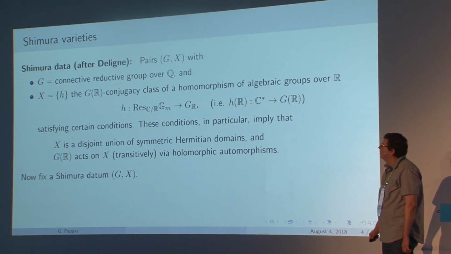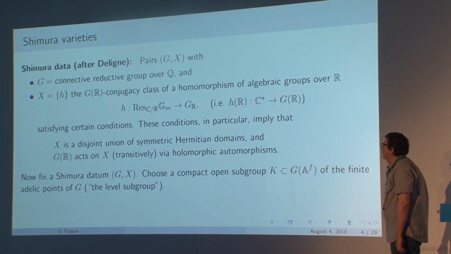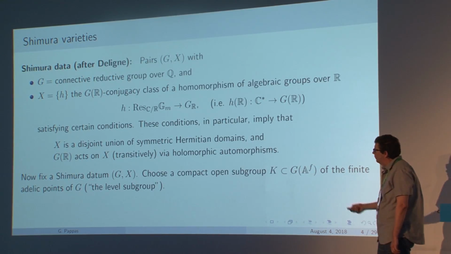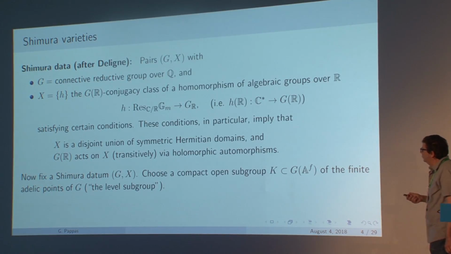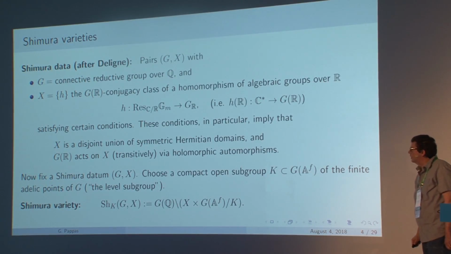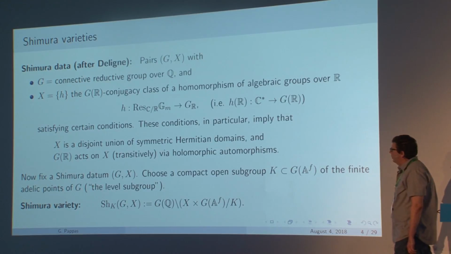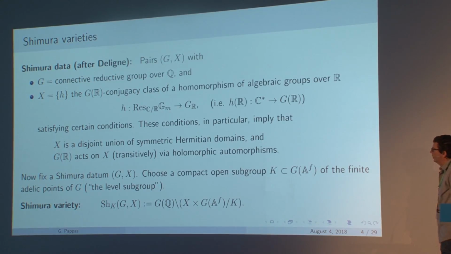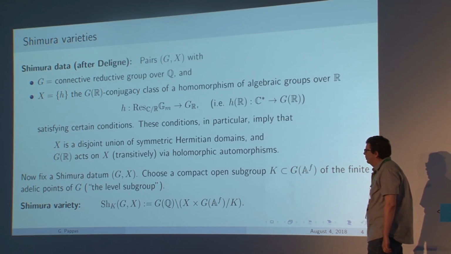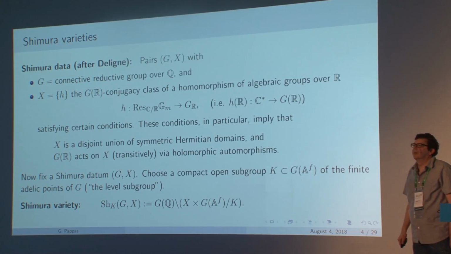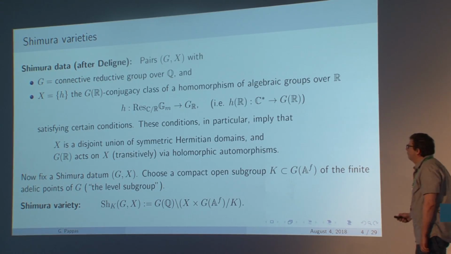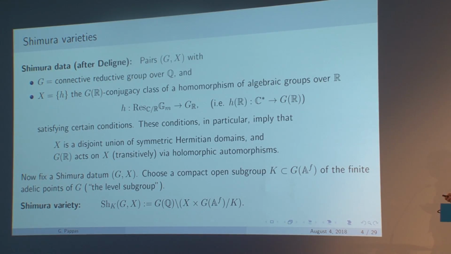And so let's fix now a Shimura datum, which is that pair. And we also choose a compact open subgroup K of the finite adelic points of the group G, which we'll call the level subgroup. Now here's the definition of the Shimura variety as a double coset, where we take the product of X with the cosets of the finite adelic points G(A_f) modulo K, and then we act on the left by the rational points of the group G(Q), where the action is diagonal, on X and on G(A_f) by the embedding of Q into the adeles.